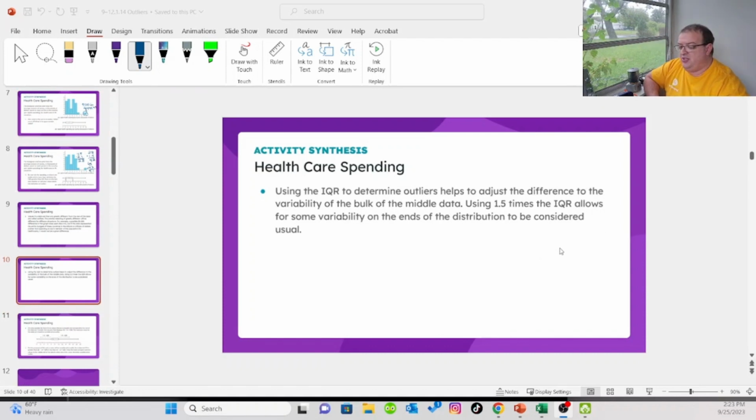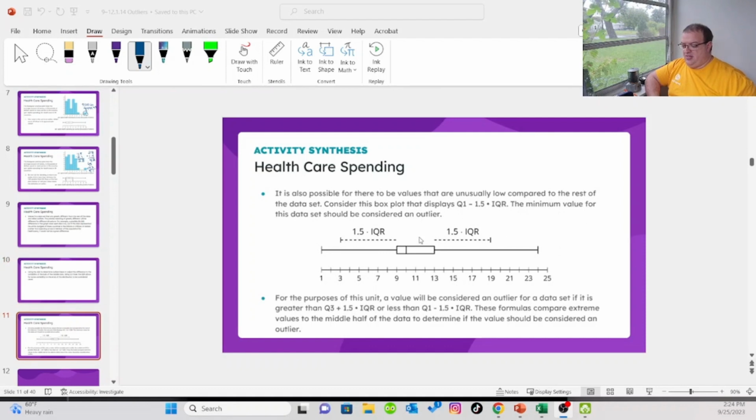Using the IQR to determine outliers helps to adjust the difference to the variability of the bulk of the middle data. Using 1.5 times the IQR allows for some variability on the ends of the distribution to be considered usual. So when we do this, we can take 1.5 times the IQR and add it onto the end of Q3, and anything above that would be an outlier. We could also take 1.5 times the IQR, subtract it from Q1, and anything lower than that mark would be considered an outlier.